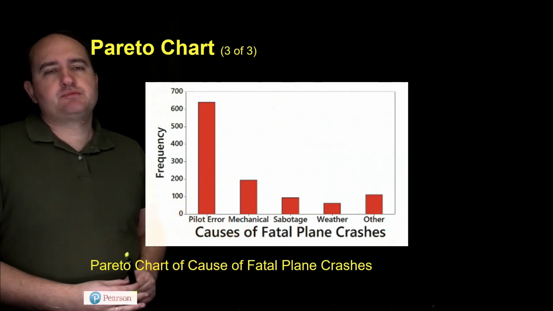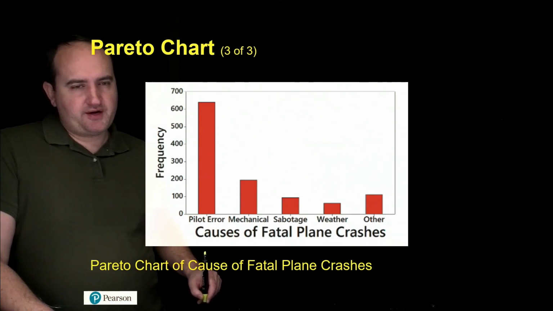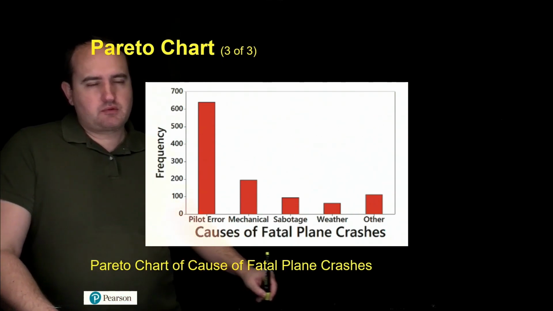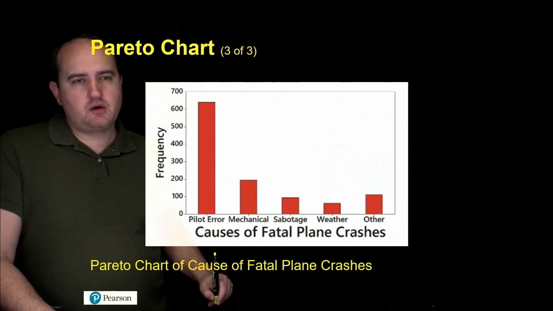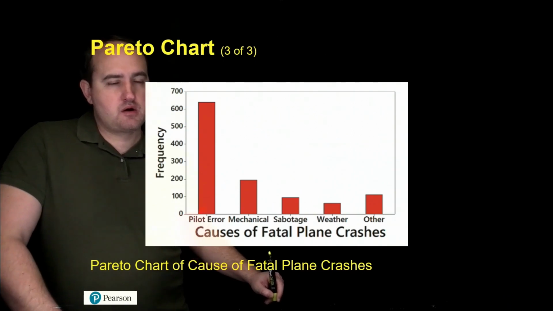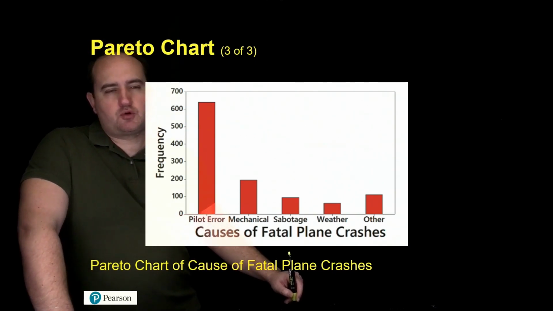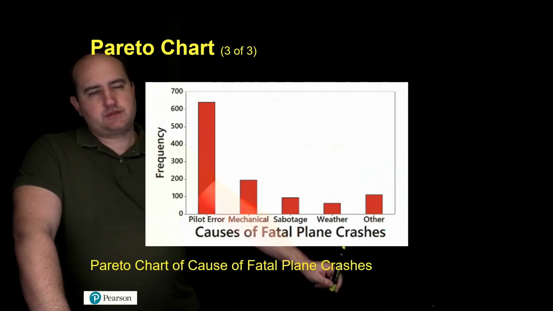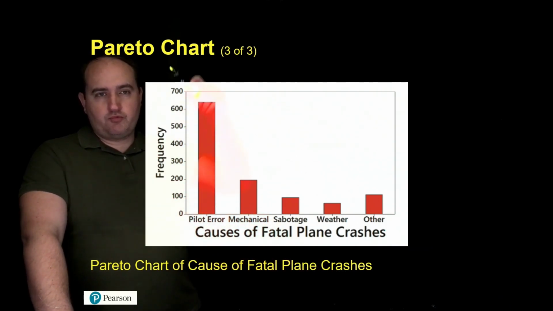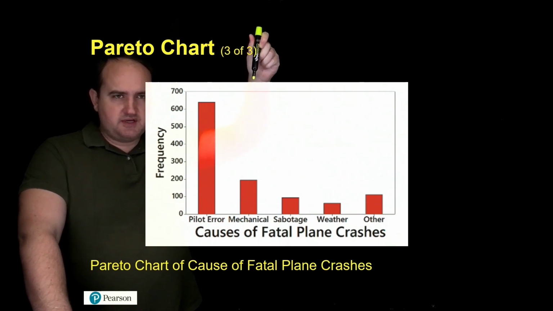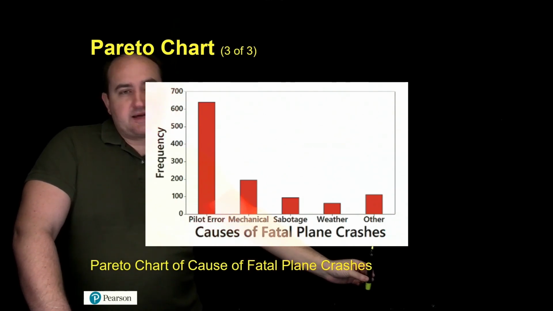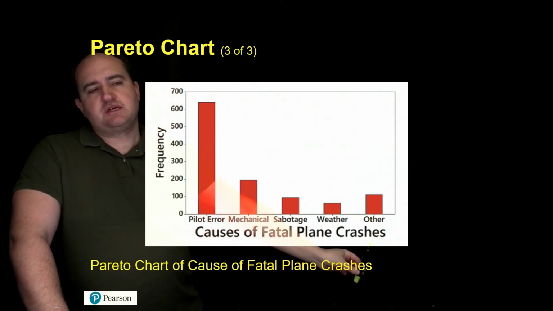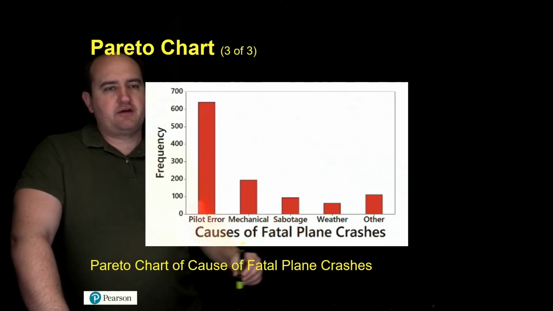Something else that you'll notice about a Pareto chart is that as you go from left to right, each bar has to be smaller than the previous one. So pilot error is the tallest bar, mechanical is the next tallest bar, sabotage is shorter, and then weather is the shortest. And the only exception to that rule, which is called descending order, where you decrease in height as you go from left to right, can be the very last category, which, as we see in this Pareto chart, seems kind of out of place.